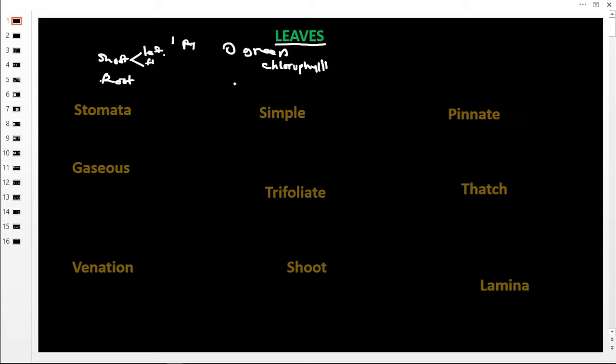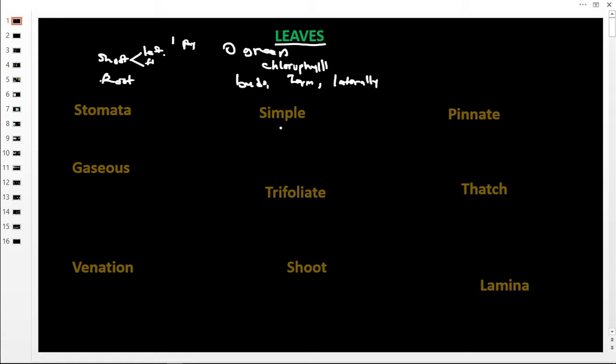Then again, these leaves develop from buds, as we discussed, and we have two types of buds. We have the terminal bud, which is the growing tip of a shoot system, and the lateral bud. So these leaves come from the lateral buds on the stems of plants.